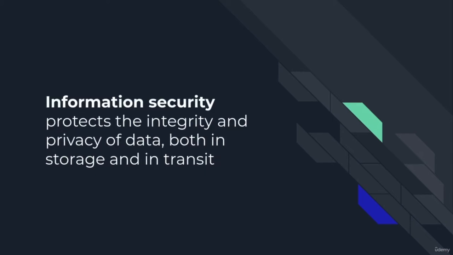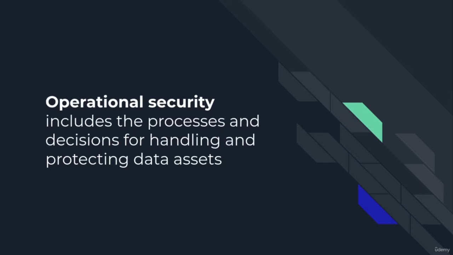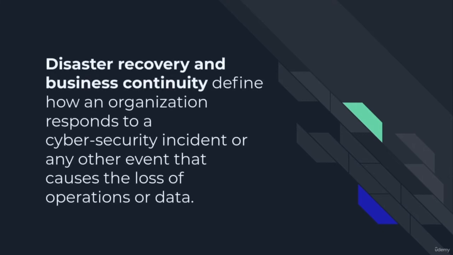Information security protects the integrity and privacy of data, both in storage and in transit. Operational security includes the processes and decisions for handling and protecting data assets. Now we have disaster recovery and business continuity. They define how an organization responds to cybersecurity incidents or any other event that causes the loss of operation or data.